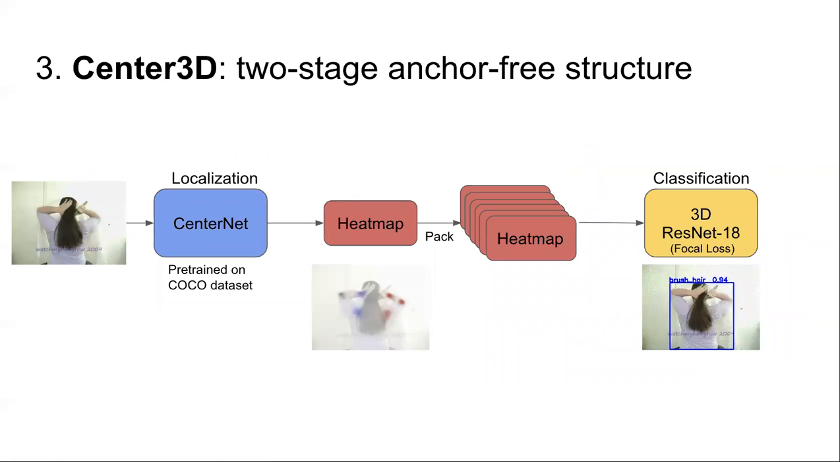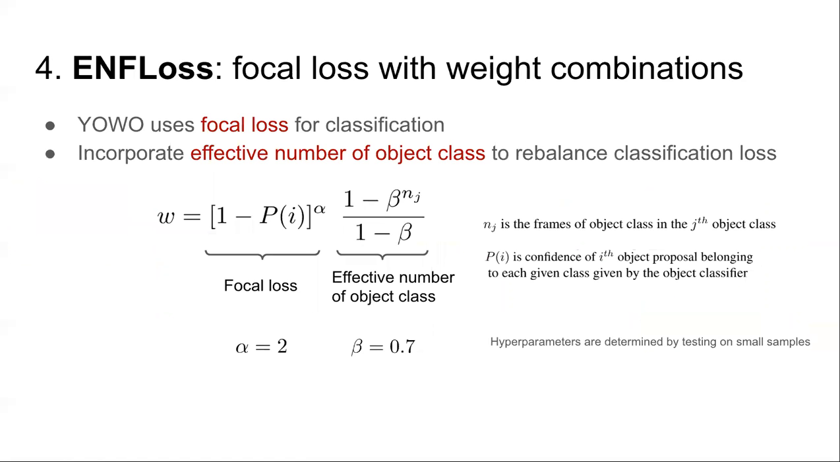The third architecture we are proposing is called Center 3D, which is a two-stage anchor-free structure. An image is fed into a pre-trained CenterNet for localization, and then a heat map is generated by representing the object as multiple points. We create similar heat maps for each frame in a video clip and feed these heat maps into a 3D CNN for object classification. Then, to address the class imbalance issue in the AGA dataset, we propose to modify the classification loss function by reweighting the focal loss with effective number of object classes.